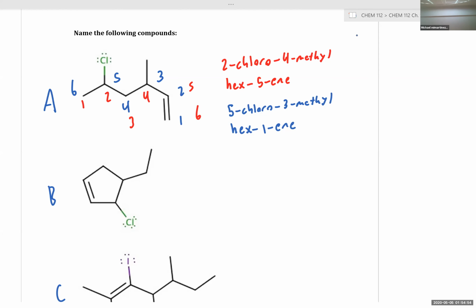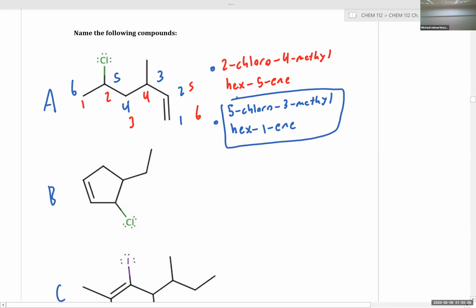And comparing our two proposed names, which numbering method is preferred, in blue or in red? Blue. Yep, it gives the smallest locant number to our alkene. Okay, let's discuss now the cyclic system.